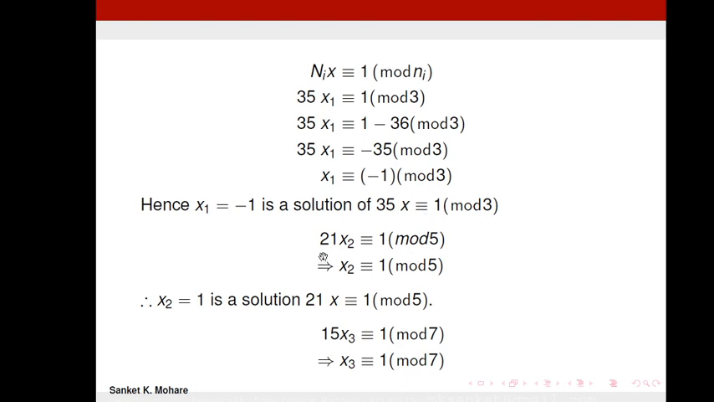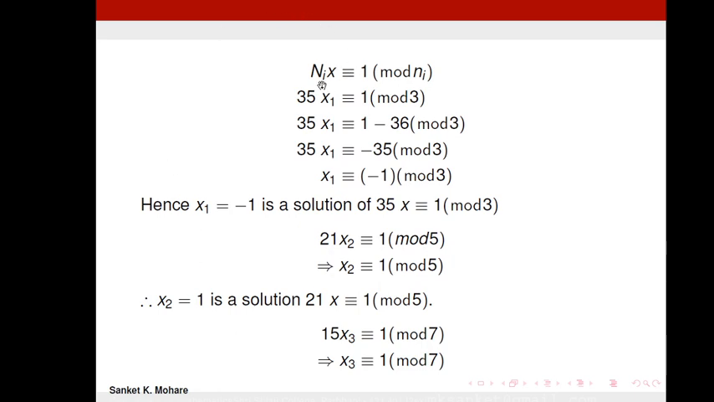Similarly, n2 x is congruent to 1 modulo small n2. The value of capital N2 is 21, the value of small n2 is 5. So 21 x2 is congruent to 1 modulo 5. As in the earlier example, this gives the solution x2 congruent to 1 modulo 5. Therefore x2 equals 1 is a solution to the congruence 21x congruent to 1 modulo 5.